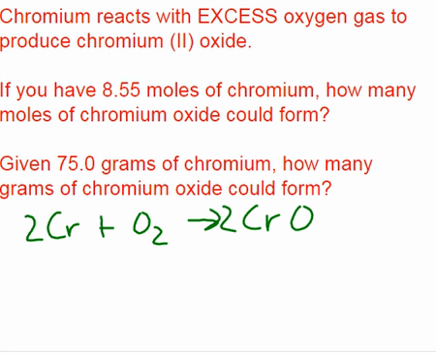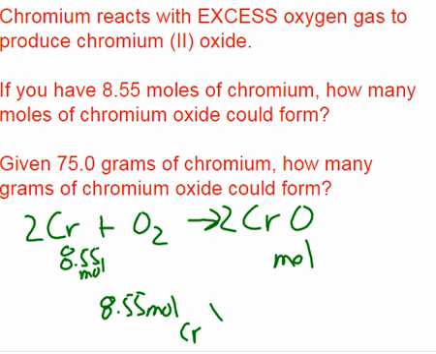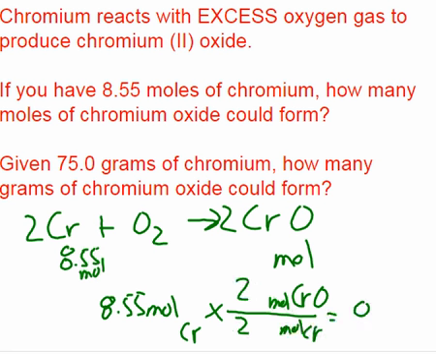So if you have 8.55 moles of chromium, since that's already in moles, to predict how many moles of chromium oxide is just a one-step process. I could just take my 8.55 moles of Cr and set up a ratio of CrO compared to Cr, and that ratio is 2/2. So it'd also be 8.55 moles of chromium oxide that I could expect to form.